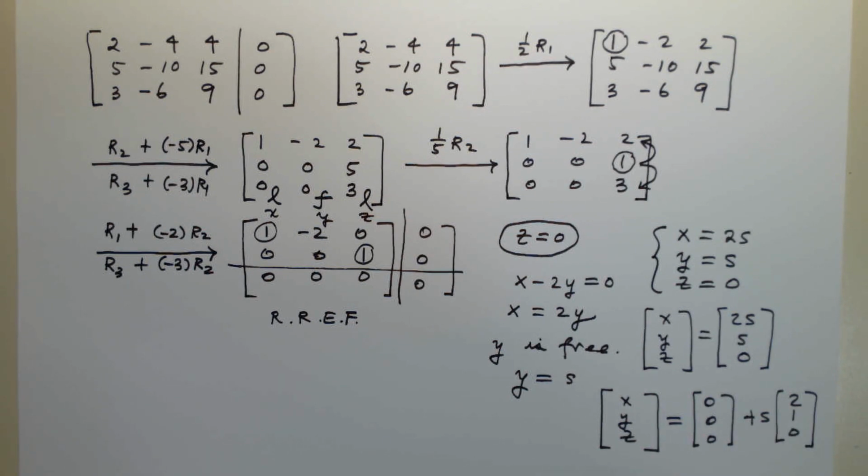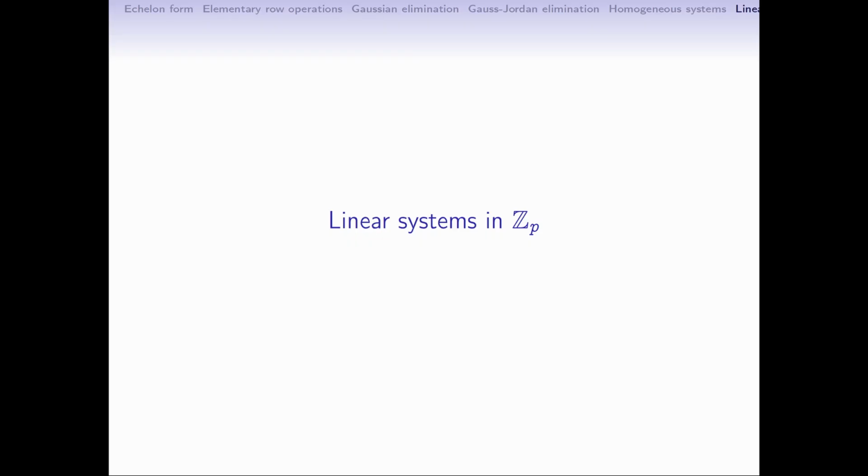Okay, so let's head back to the class notes to discuss some more material. Our last topic for section 2.2 is linear systems in Z sub p, and we're going to focus on the case where p is a prime number.